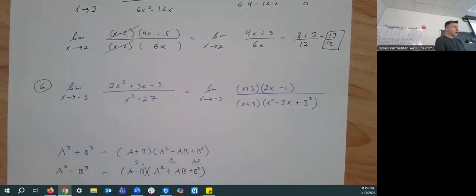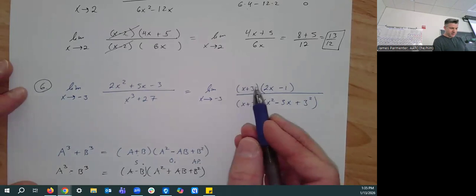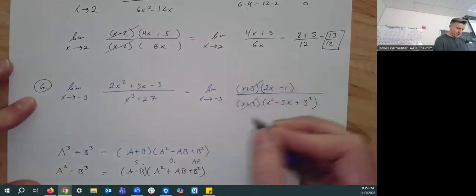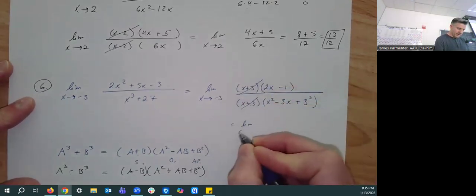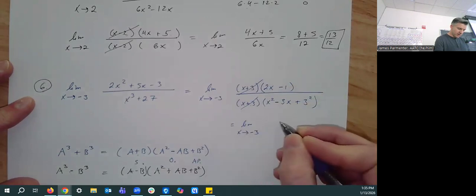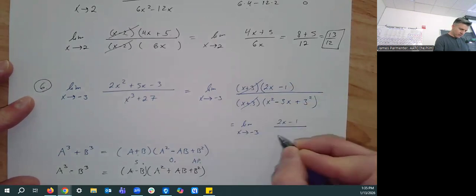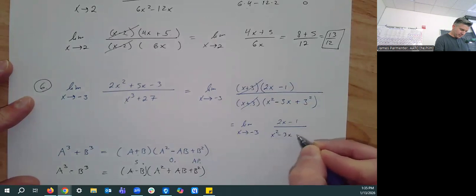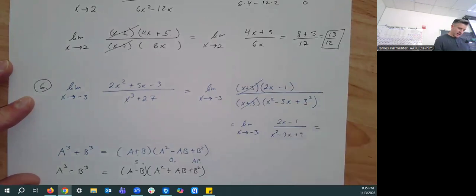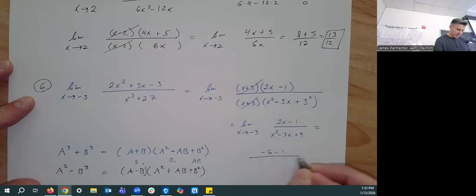Kind of neat. Anyway, the x plus 3's divide to 1. We're left with the limit as x approaches negative 3 of 2x minus 1 over x squared minus 3x plus 9. We plug in negative 3 and we get negative 6 minus 1 on top and 9 plus 9 plus 9 on the bottom, which is negative 7 over 27.